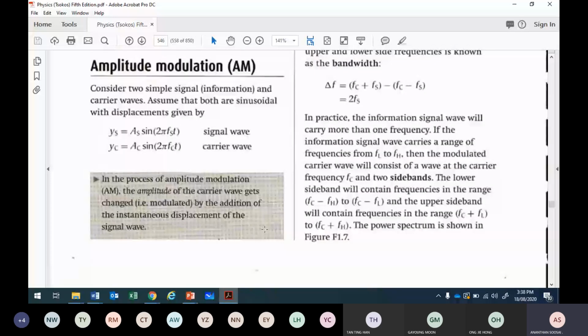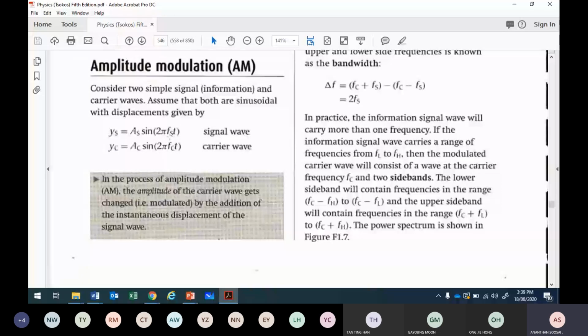So I want to show what is meant by sidebands. In amplitude modulation, the signal can have a formula of sine like this. This is a signal formula. The signal, maybe your sound, has a height of amplitude of the signal, and 2 pi f is omega, and f is the frequency of the signal.